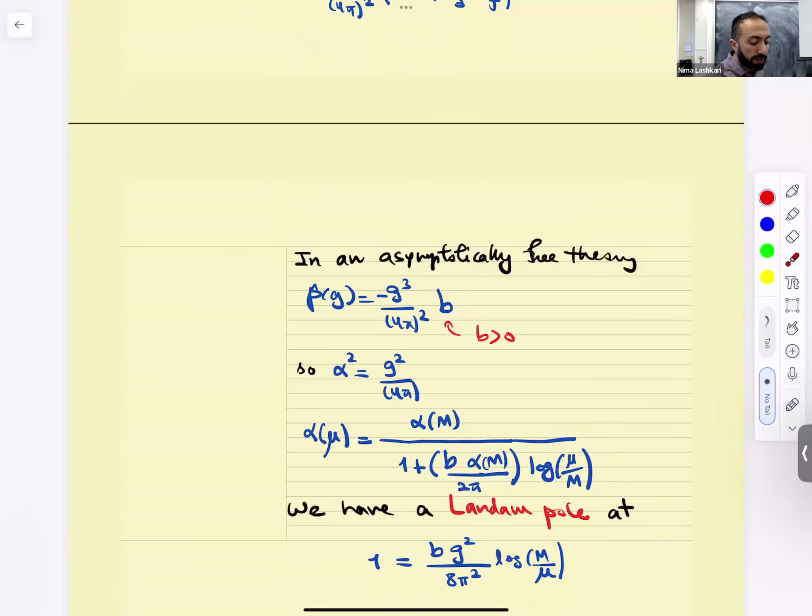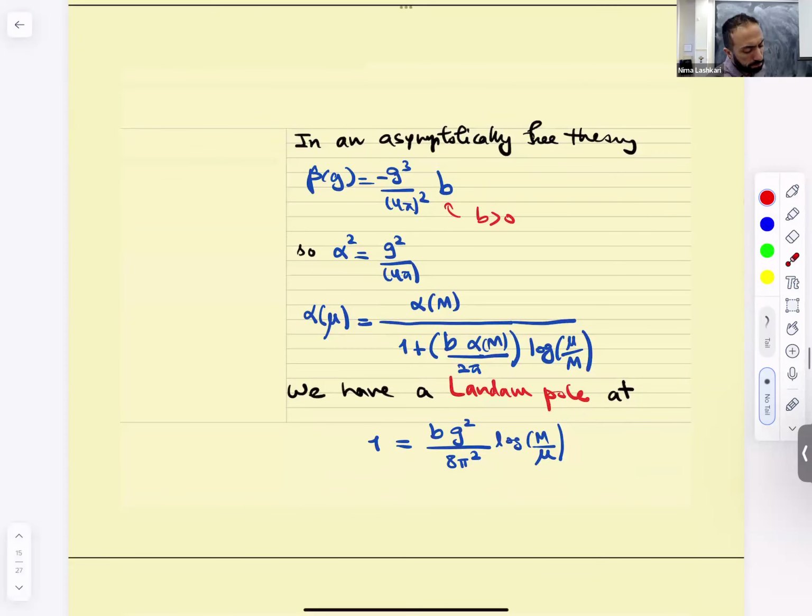As we've seen before, it's more convenient to capture everything in terms of alpha squared. So here we could also define the alpha squared parameter as the coupling of the theory. Then your alpha at scale mu is alpha at scale m divided by this. This is the running of the coupling.